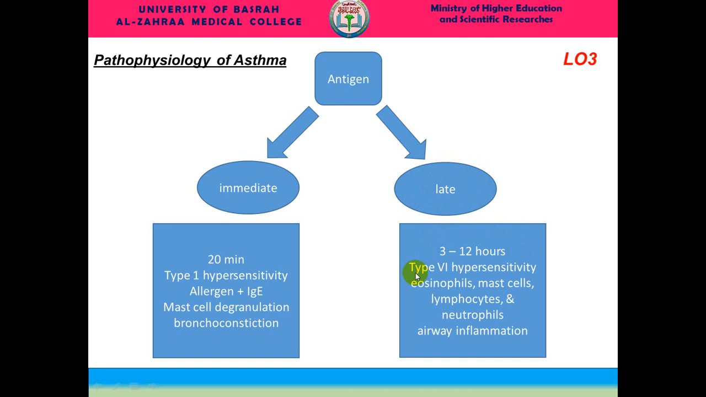And the late response is a type 4 hypersensitivity reaction, which means it is a cellular reaction, not an antigen-IgE or antibody-antigen reaction. So here we will have a lot of inflammatory cells of different types, like eosinophils, mast cells, lymphocytes, and neutrophils. They will aggregate together and will induce airway inflammation that will last longer. Therefore, we have to use anti-inflammatory medication, and we will talk about that later on.